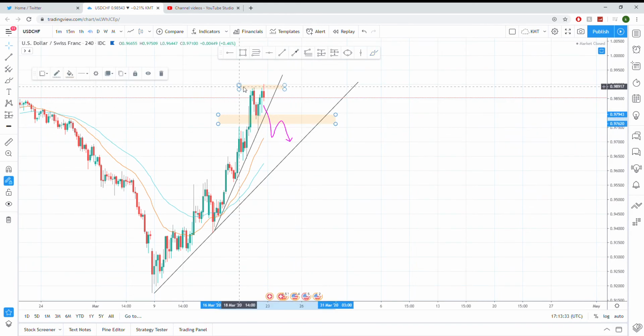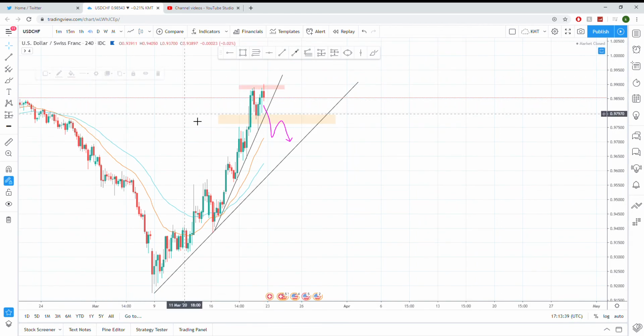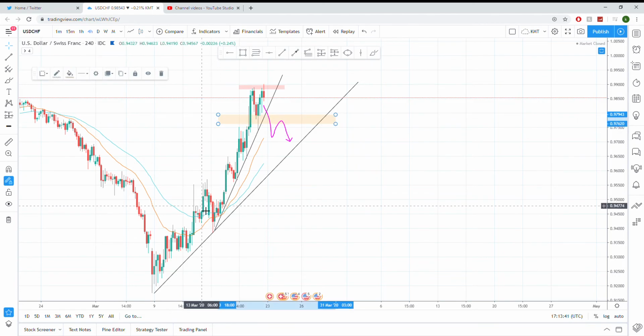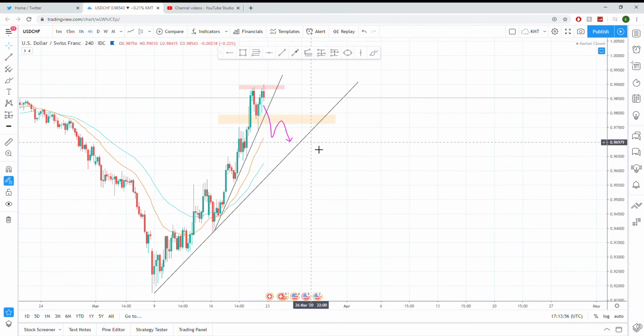So let's get rid of this one. Actually, I'll color this one in red, and essentially this is the place of opportunity where I'm looking to short. That's only if we cross down below in the 4-hour time frame, and this is at 0.97620 to 0.97943. And essentially the same thing again: we look for that closure above and that wick rejection, followed by that bearish pressure.